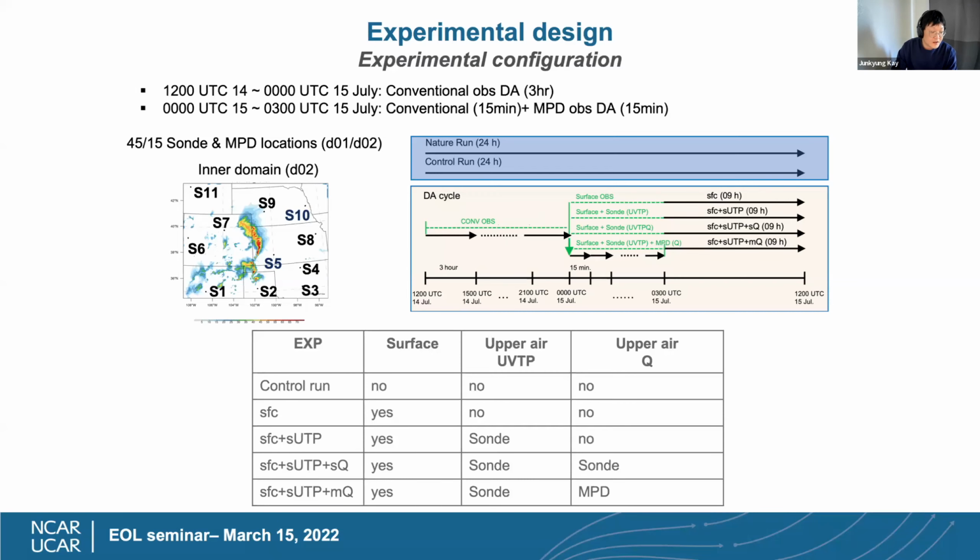The S means the sonde data here. And also we assimilate the additional Q profile from sonde data. So we call this experiment surface plus S-UTP plus SQ. And instead of the sonde Q observation, we assimilated the MPD observation. And so we call this experiment surface plus S-UTP plus MQ here.